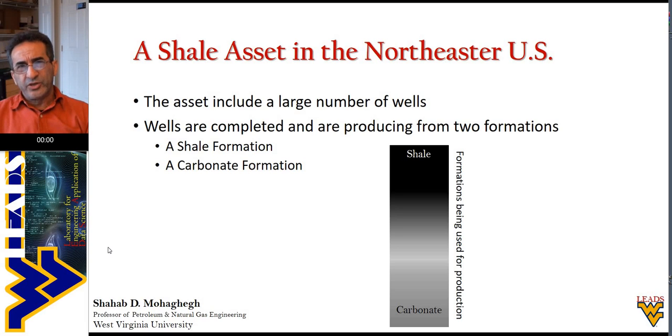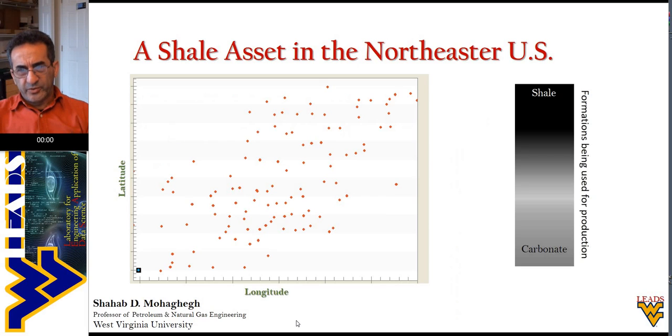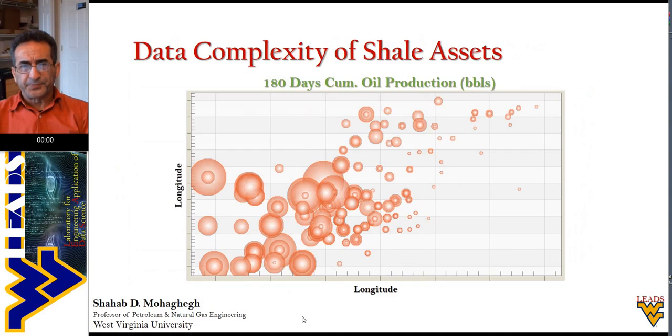You have multiple formations, and there are places that you have shale on the top and the bottom, and sometimes carbonate in the middle, or in any other combination. But you always see more than one formation to deal with. Here you can see the location of the 355 wells that we will be dealing with in the northeastern United States.